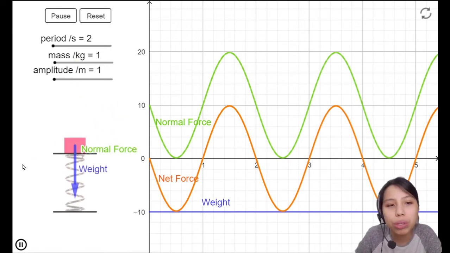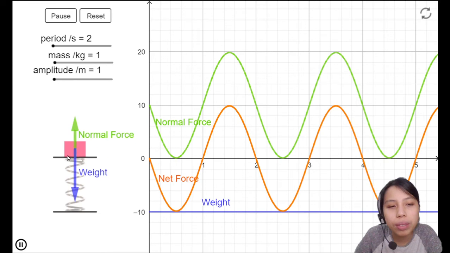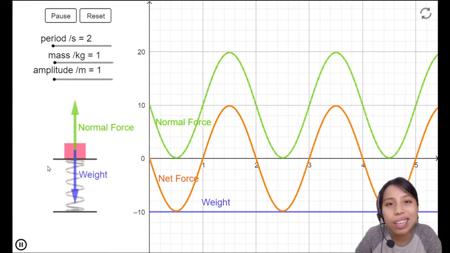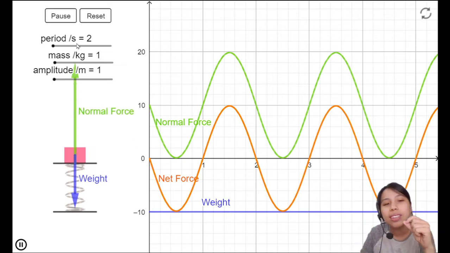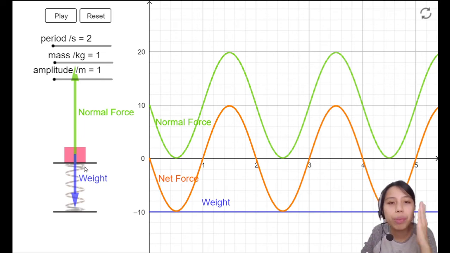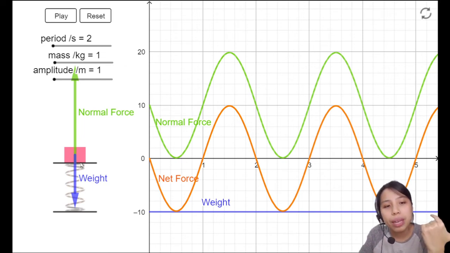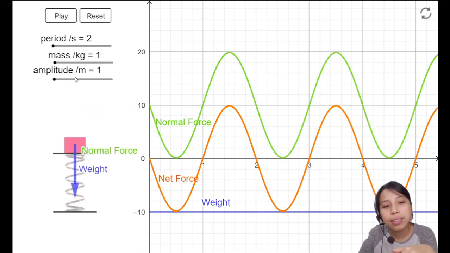But the normal force though, I know it's a bit hard to see, but when your box is the lowest, the normal force is the largest. See, the arrow becomes so big. So I'm going to pause that about here. When your block is at the lowest position, the normal force is very big because the block is pressing into the plate. When your block is at the highest, the normal force pretty much doesn't exist.